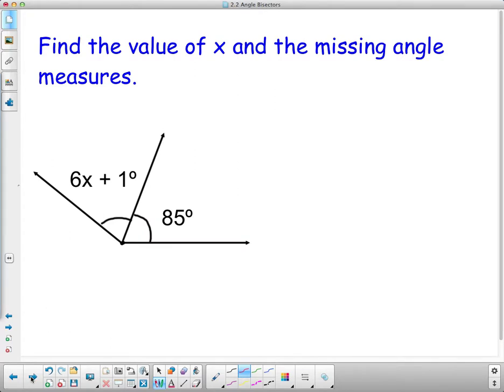Okay, now this is a little bit different setup. Look at what I put in the picture. I drew a ray, and by putting these markings, I indicated that I want it to be an angle bisector. I didn't tell you the whole angle, but I gave you this in a variable form and that in a number. How would we do this to find what x is?